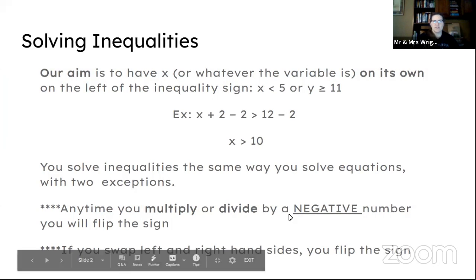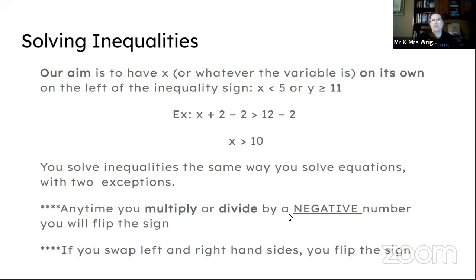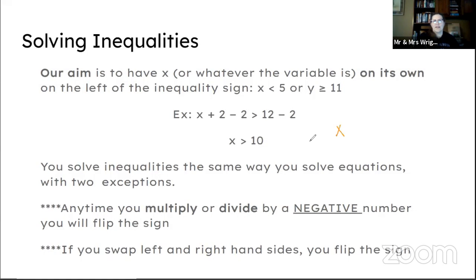The second rule is if you switch the places of the x and the 10. For example, if the x was on this side and the 10 was on that side, instead of being greater than, it's now less than. This is x is greater than 10, and if you read it backwards, 10 is less than x, it's still true. So when you flip both sides, you have to flip the sign.